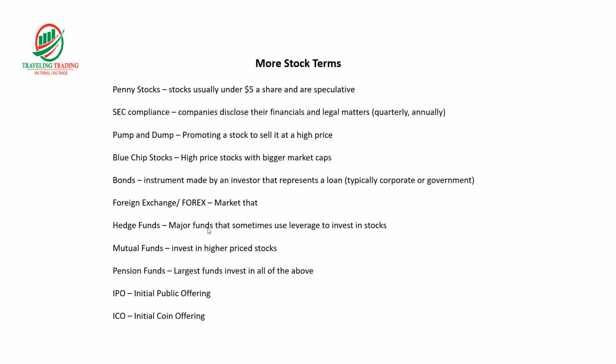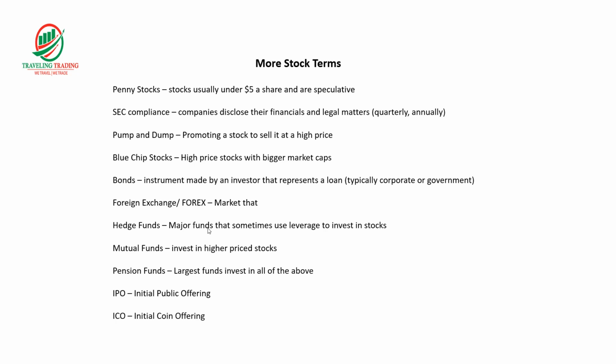There's the foreign exchange, the forex, where people are trading currencies and things like that. Then there's hedge funds. Hedge funds are major fund companies that use leverage to invest in stock. For example, lately the good old Citron is a hedge fund. Those are big companies that use leverage to invest. Then there's mutual funds. These are investments of higher price stocks, good for long-term and fundamental investors to have. And pension funds are large funds as well that invest in all the above, mutual funds, hedge funds, all that stuff. That's what pension funds do.